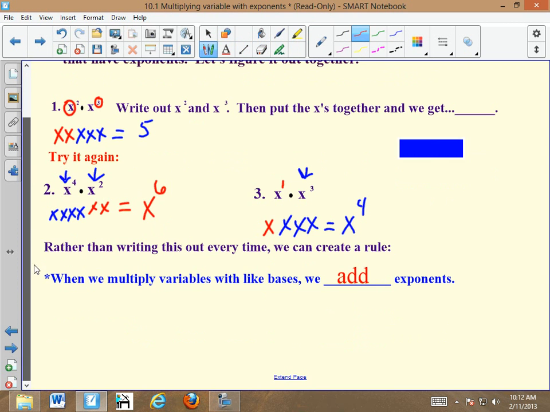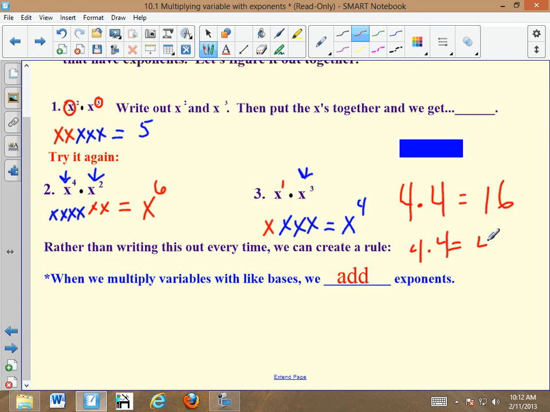Well, let's see. Does that work in math? Sure does. What's 4 times 4, kids? 16. Now, does 4 times 4 equal 4 squared? It does. See, this is 4 to the 1st power, 4 to the 1st power. So 4 times 4 equals 16. I can also add the exponents and get 4 squared.